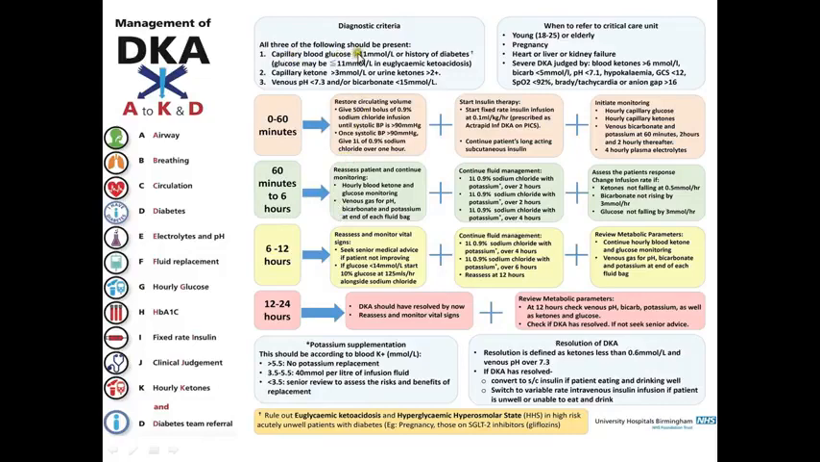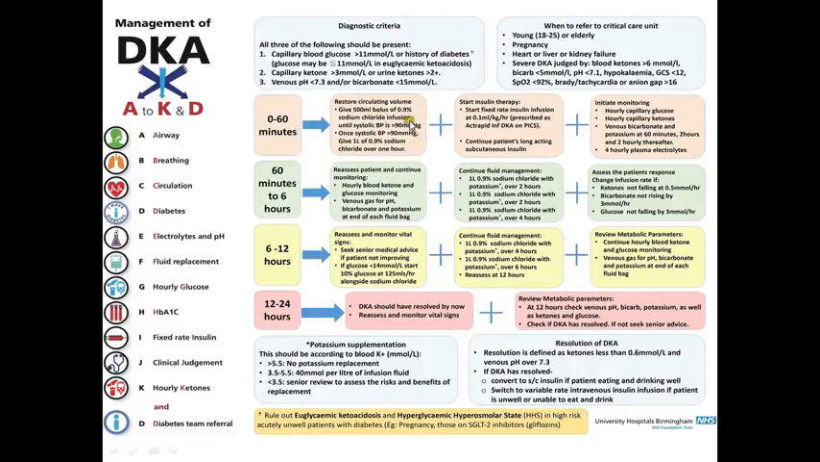All three of the following should be present for the diagnosis of DKA: blood glucose level more than 11 mmol/L or 200 mg/dL, capillary ketones raised, and venous pH less than 7.3 with a bicarb of less than 15. Within one hour, 0 to 60 minutes, you have to restore the circulating volume.